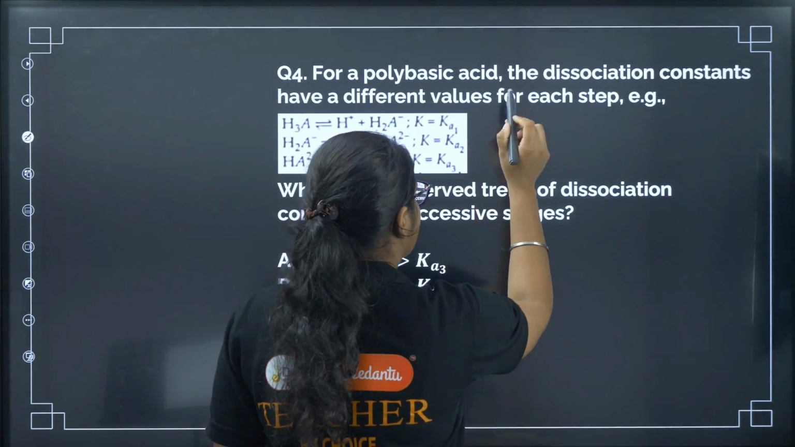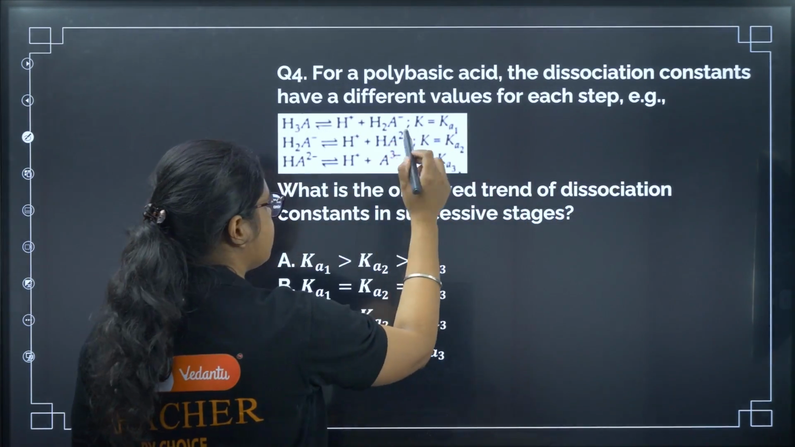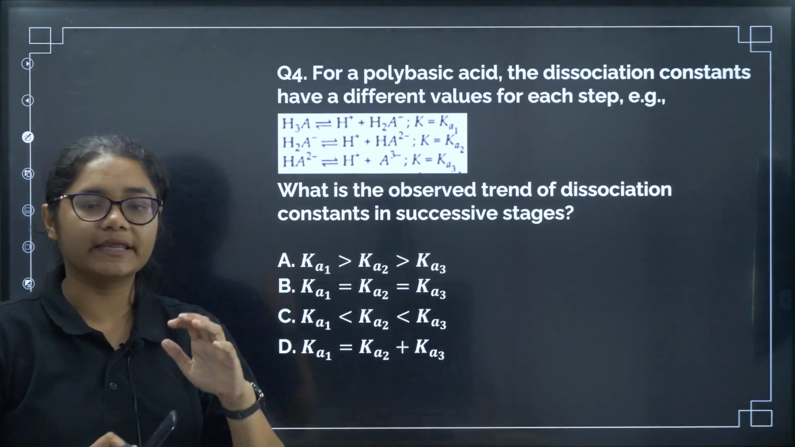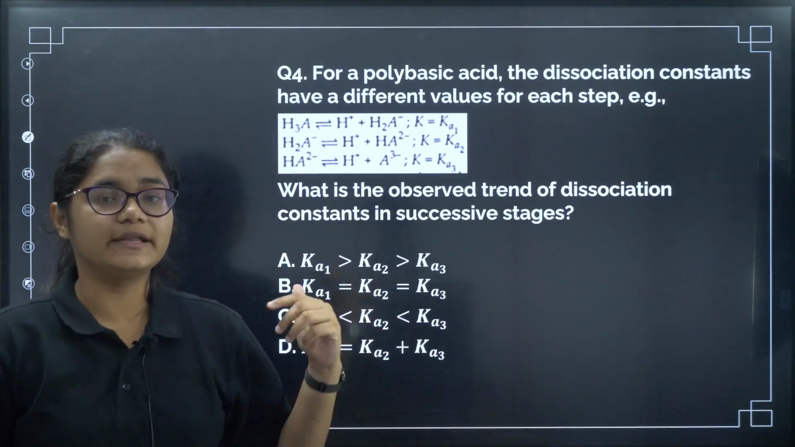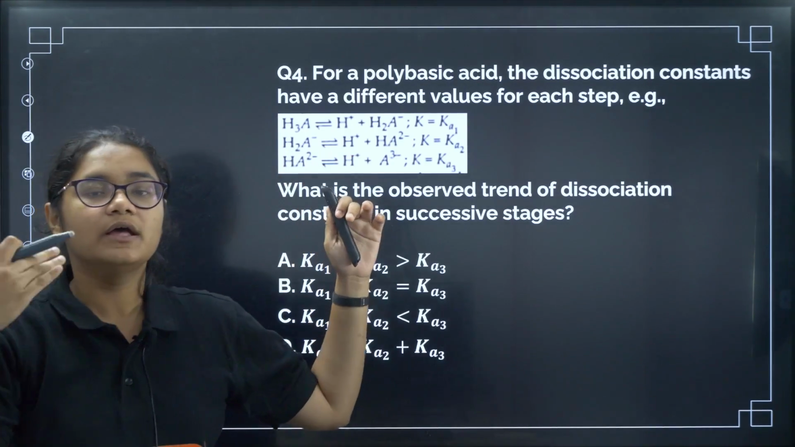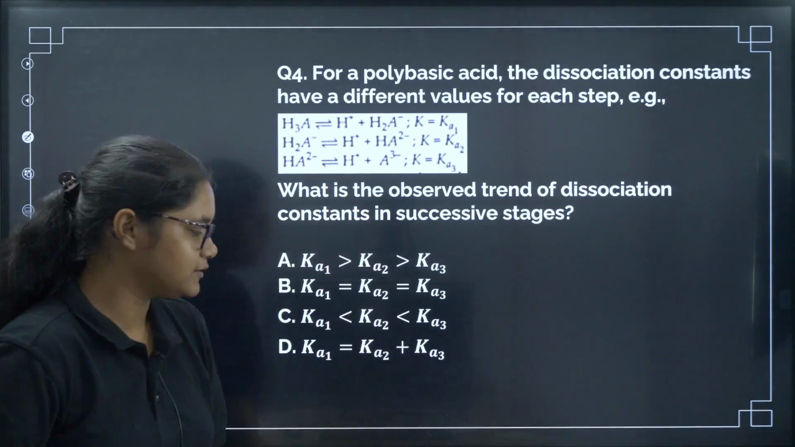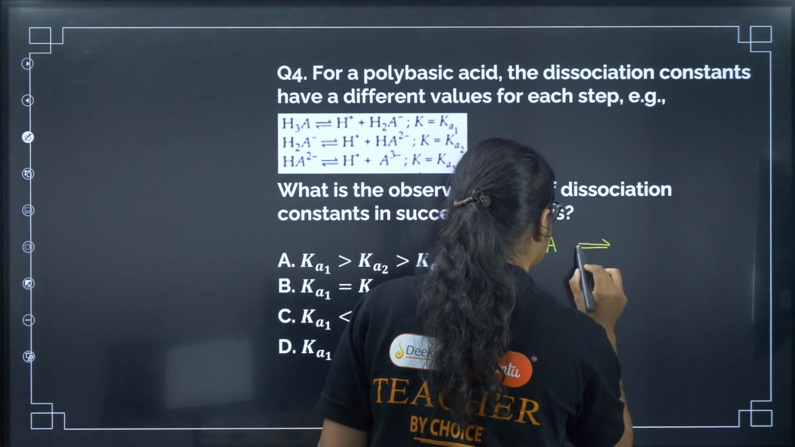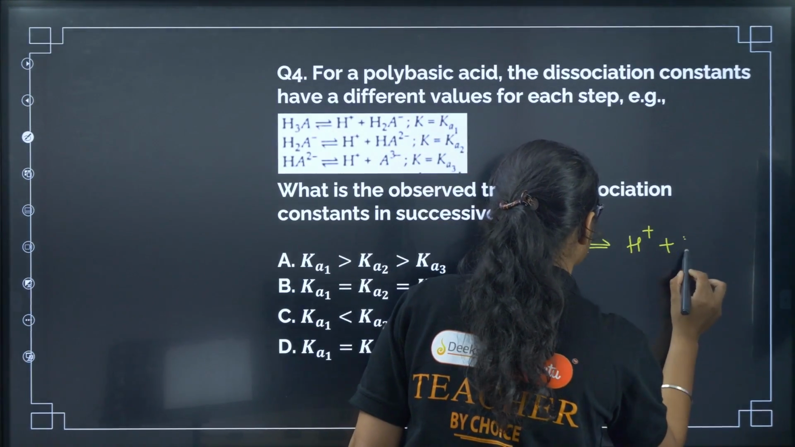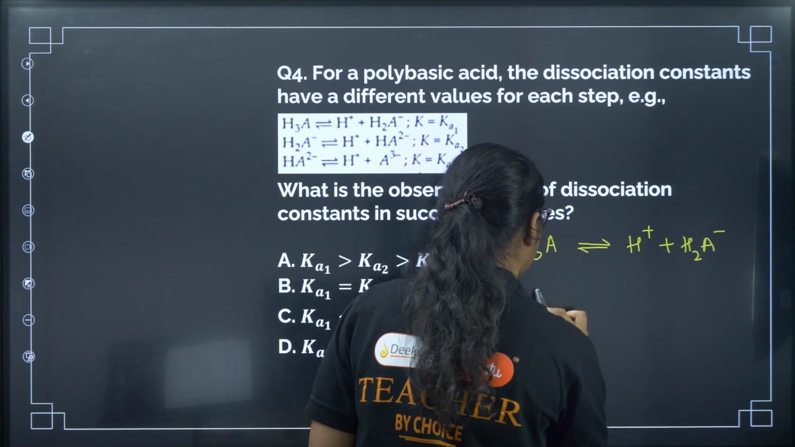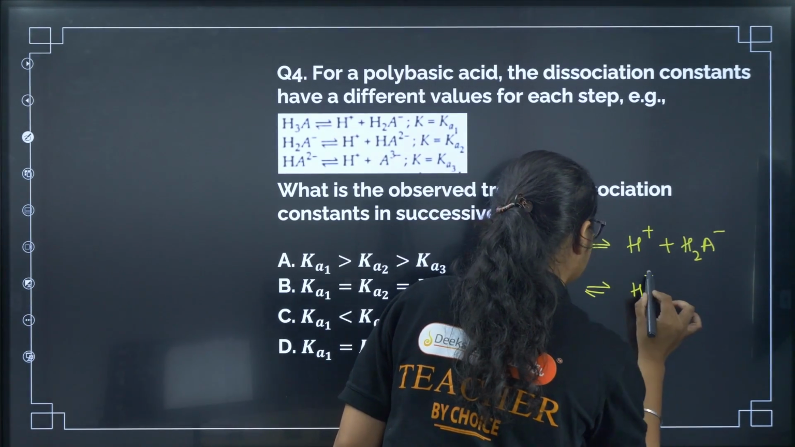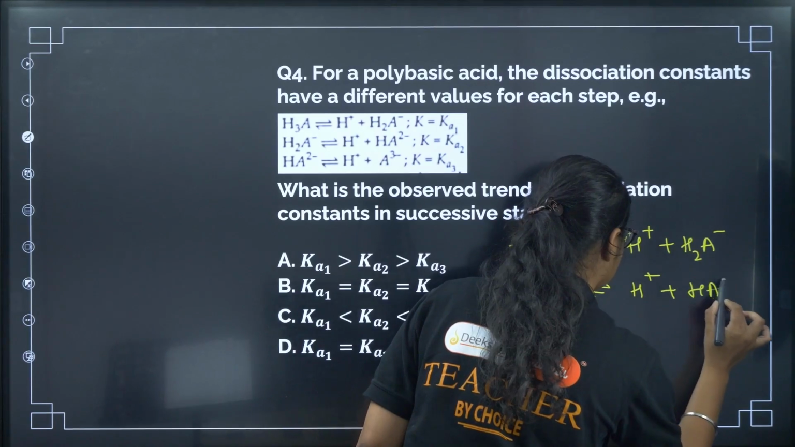For a polybasic acid, the dissociation constant has a different value for each step. Okay, so the dissociation constant keeps on decreasing as we go to successive dissociation. Now what is the reason for this? For example, you have an acid H3A, right? So once it releases one H plus, we form H2A minus, right? Now from H2A minus, if you want one more H plus, we will get H plus and HA2 minus, right?